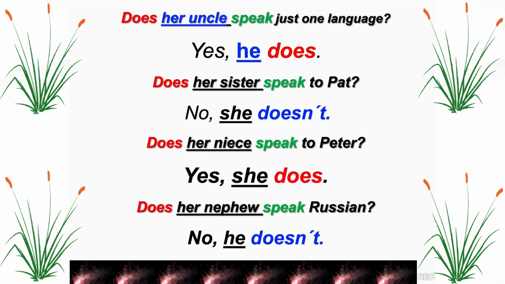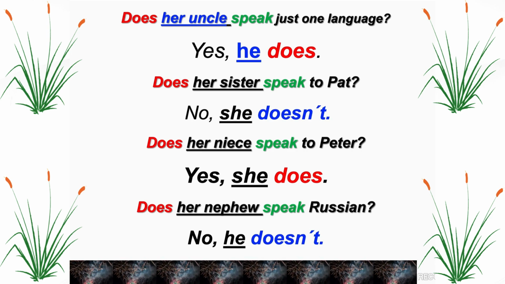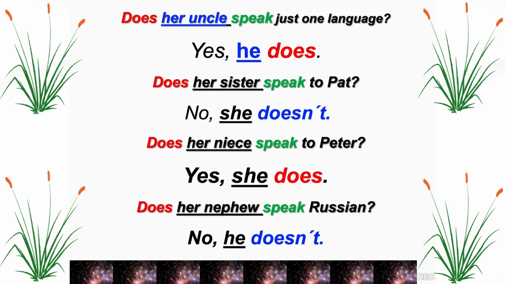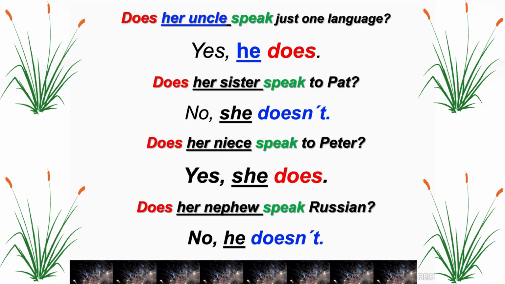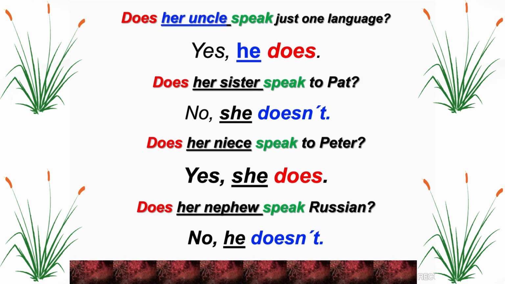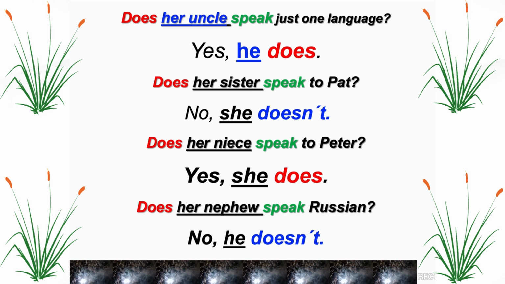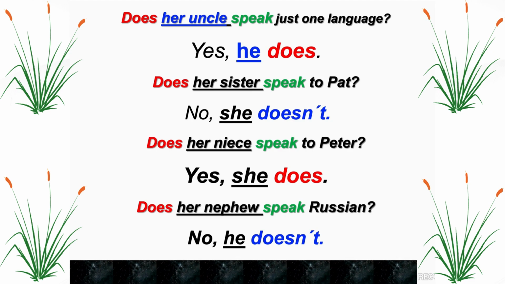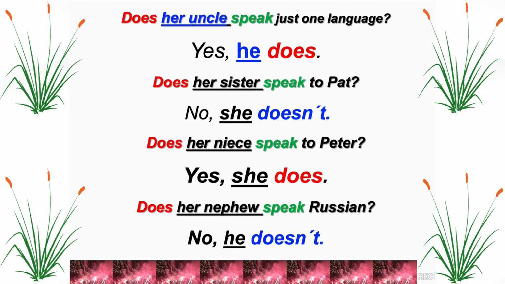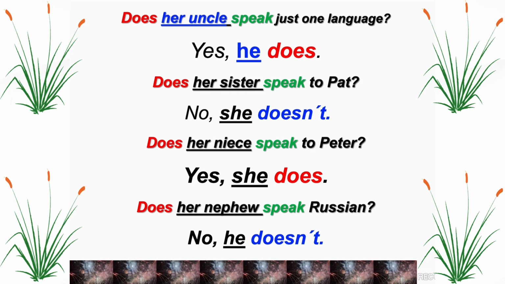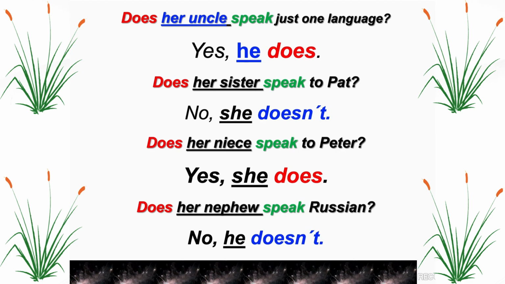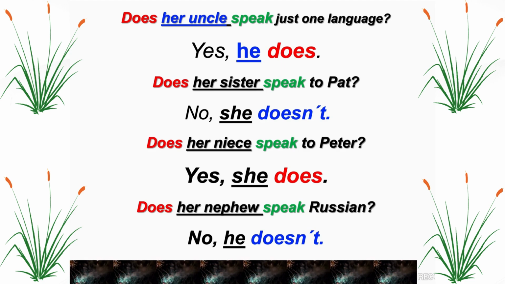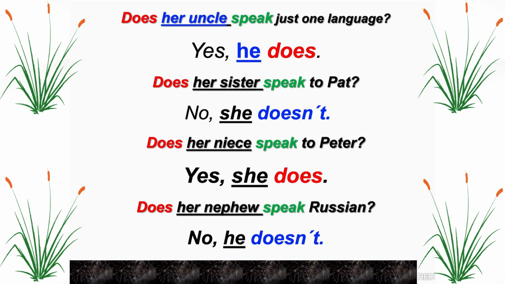Does her sister, so her sister is Shia, does her sister speak to Pat? No, she doesn't. Let's go to the next example. Does her niece speak to Peter? Her niece, it means she, it's a girl. Yes, she does. The last example, does her nephew speak Russian? No, he doesn't. So nephew is a boy.